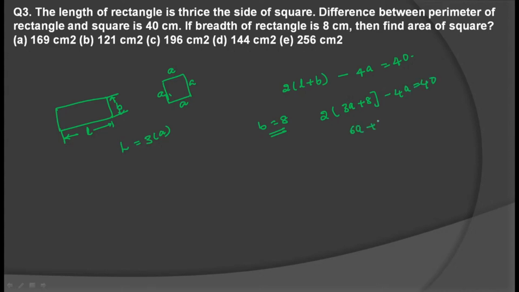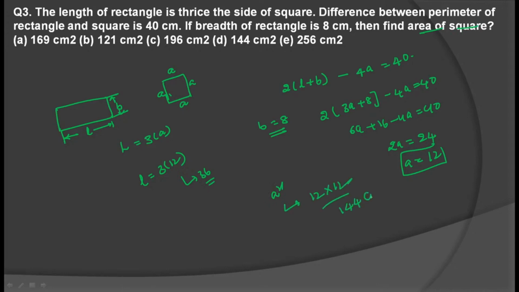Now here 6A plus 16 minus 4A is equal to 40. Now we are left with 2A is equal to 24. Now you can get that A is equal to 12. A is equal to 12 means the side of the square is 12 units. In the same way, length is exactly equal to 3 into 12. 3 12s are 36. Now here the question: find the area of the square. Area of square means A squared, and we already know that each side of the square is exactly 12. Now 12 into 12 is equal to 144. So 144 centimeters squared is the correct answer.